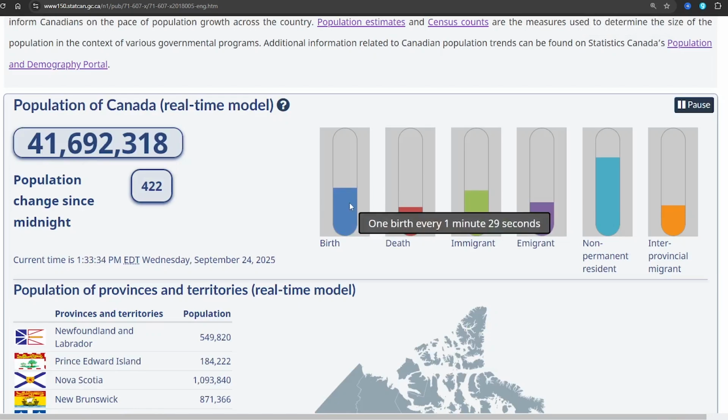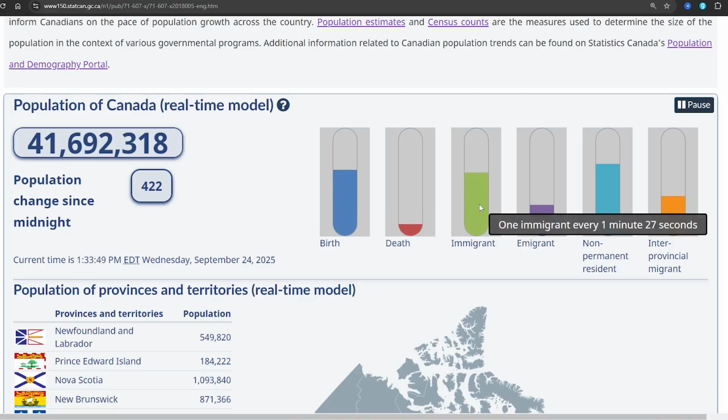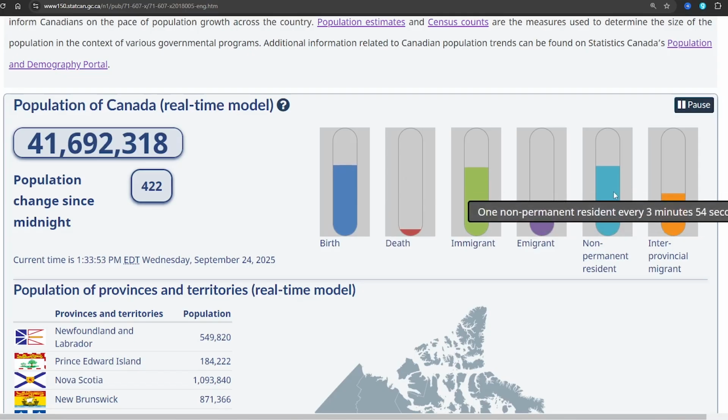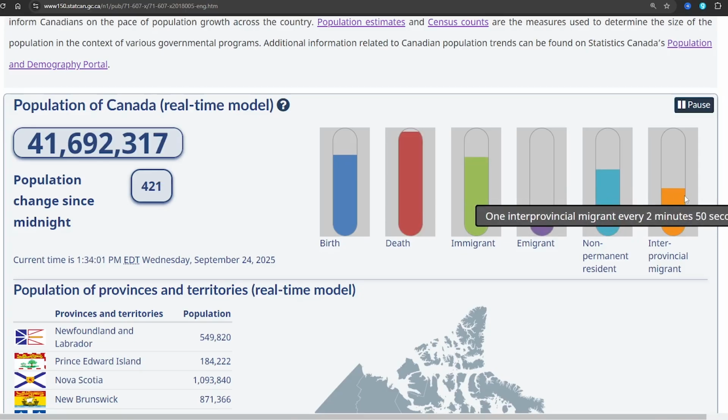Every minute and 29 seconds, there's a birth in Canada. And every minute 31 seconds, there's a death. Every minute and 27 seconds, there's a new immigrant. And approximately every 4 minutes, we have a new non-permanent resident. Now, we lose someone every 9 minutes, and somebody's going between provinces about every 3 minutes.